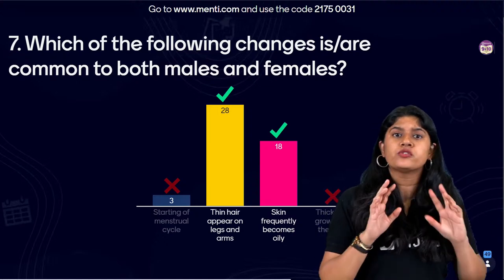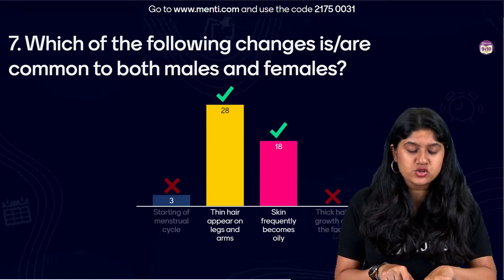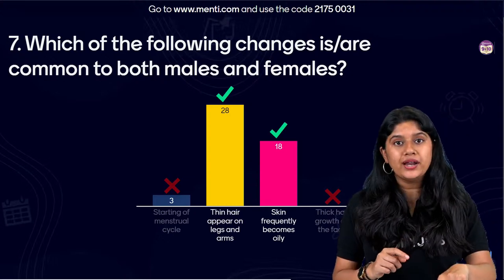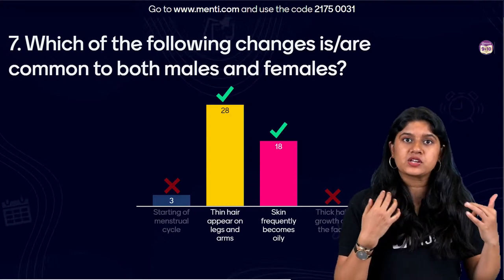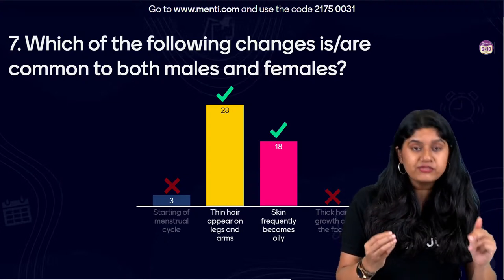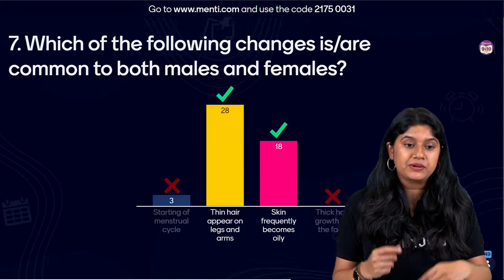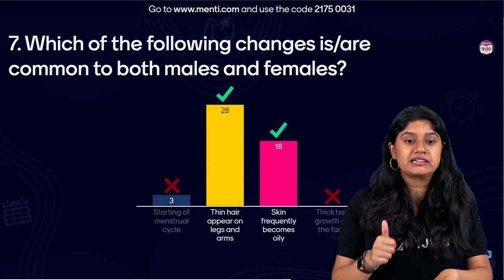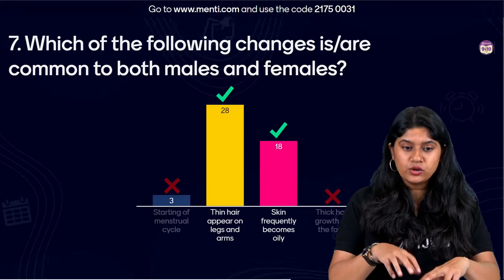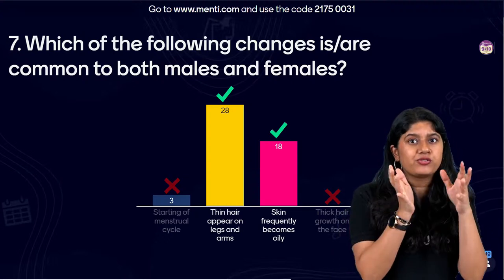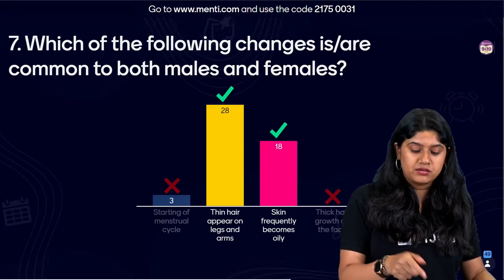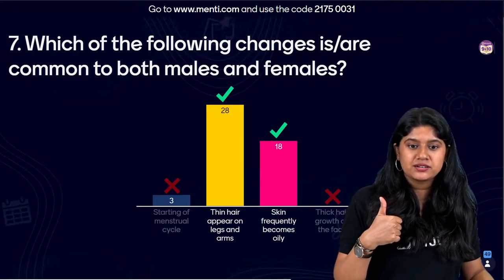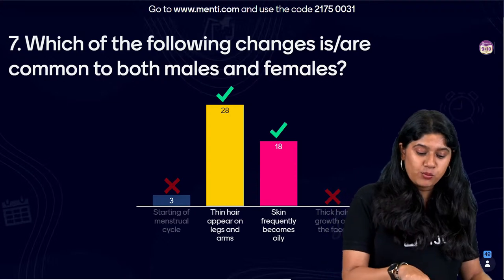So those of you who have voted for either of these two will get the points. If you voted for thin hair appearing on the legs and the arm, or for skin frequently becoming oily, you will get points because both the answers are correct. I know that in Menti we have a little bit of restriction, but both the answers are correct, so you will be getting the marks.